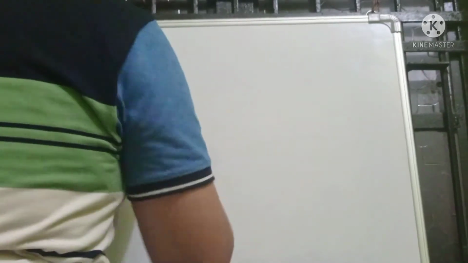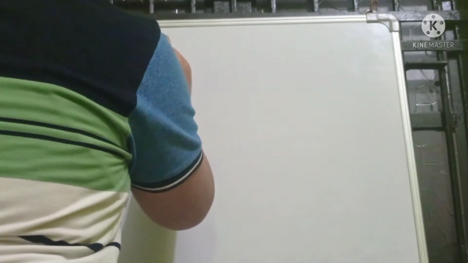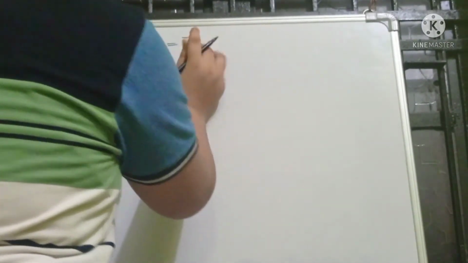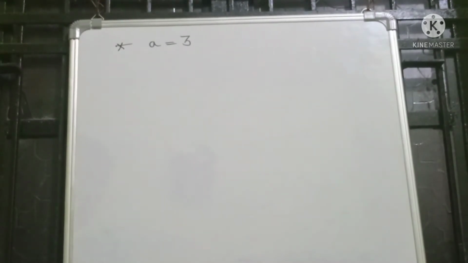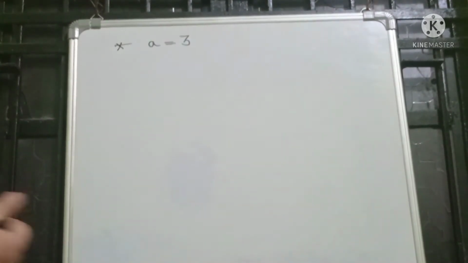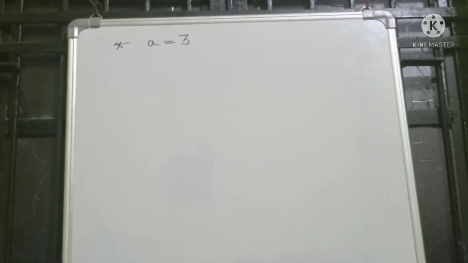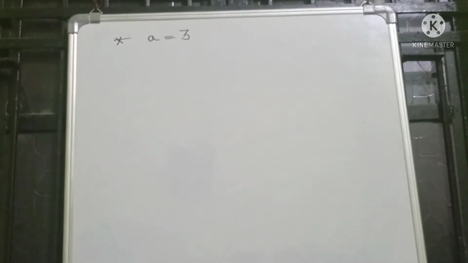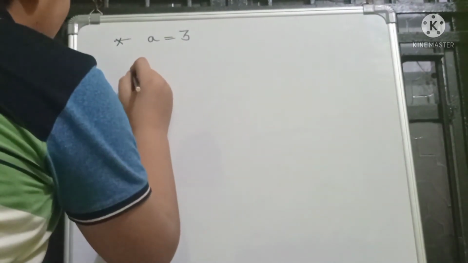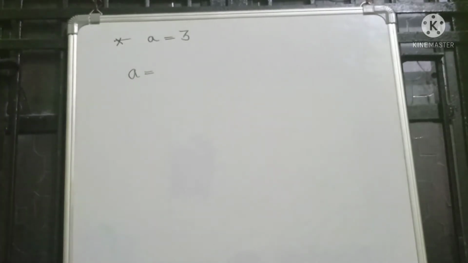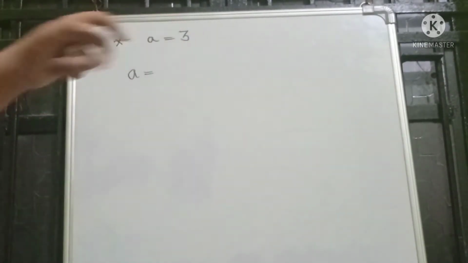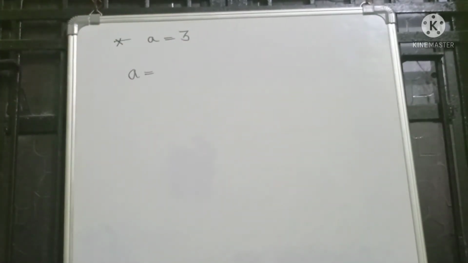So yeah, next question. Here a is equal to 3. Okay, I have written a is equal to 3. Now this is going to be somewhat more difficult than the previous one. Okay. And I'm giving the condition: a is equal to, this is the value of a, and now I'm going to give you the condition.